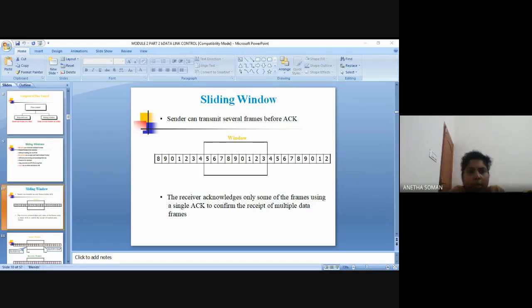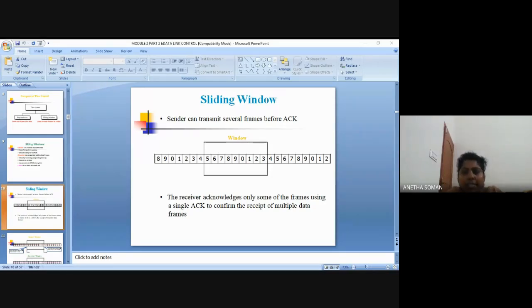I hope you can hear it. Those frames which are inside the window are able to be transmitted at a particular time. The window defines how much data the sender can send before it must wait for an acknowledgement. The receiver acknowledges only some of the frames, using a single acknowledgement to confirm the receipt of multiple data frames. That is what I told you before. It won't acknowledge all the frames it receives.